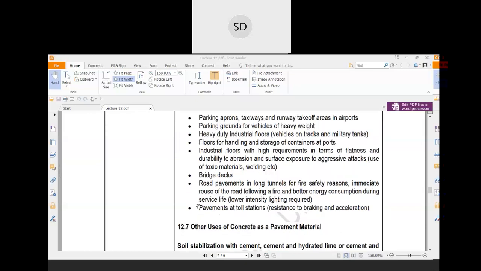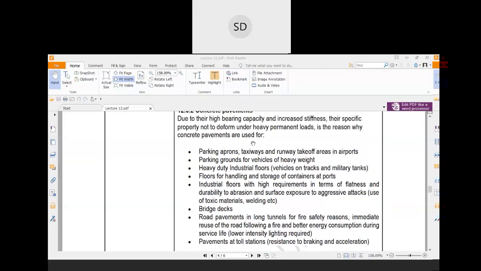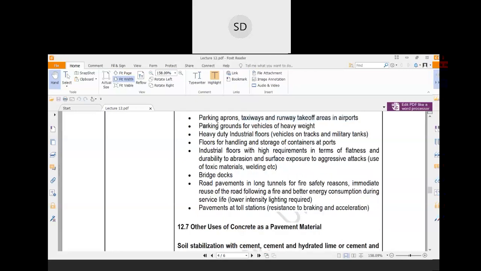So these are the examples where concrete pavements are used. Generally, parking aprons, taxiways, and runways. Taxiways are used in airports, and runway takeoff areas are also where you will use rigid pavement. Then parking grounds for heavy-weight vehicles, then heavy duty industrial floors. I'm not going through all of these. So these are the different examples where you can use rigid pavement.